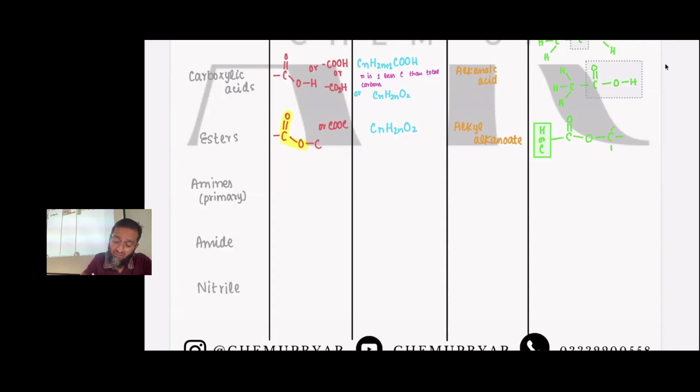So in this structure, if you need to encircle the functional group, remember this is the functional group. This part, C double bond O and then CO. Okay. Next we have primary amines. So primary amines is the nitrogen bonded to a carbon chain, and that nitrogen is further bonded to 2 hydrogens. It is like NH2.